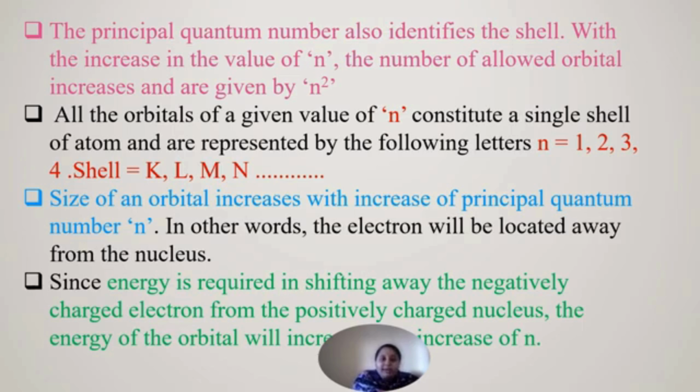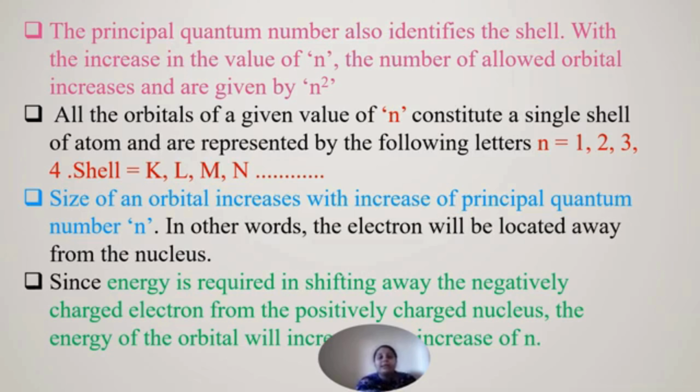All the orbitals of a given value of n constitute a single shell of an atom. They are represented by the following letters: n equals 1, 2, 3, 4 correspond to shells K, L, M, N. So the starting shell is named K, that is n equals 1, L is n equals 2, M is n equals 3, and N is 4, O is 5, and so on. It increases in alphabetical order along with the increasing numbering.